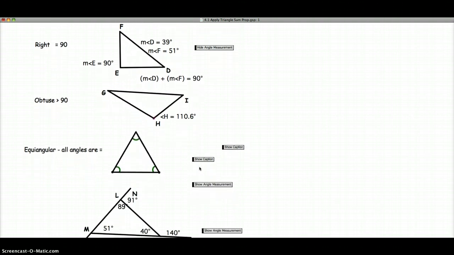You also have what's called an equiangular triangle. That's where all the angles are the same. And what we're going to learn later is if all the angles are the same, that means all the sides are the same. So equiangular triangles are also equilateral triangles. In order for them to all be the same, they have to equal 60 degrees. So all angles are 60 degrees.